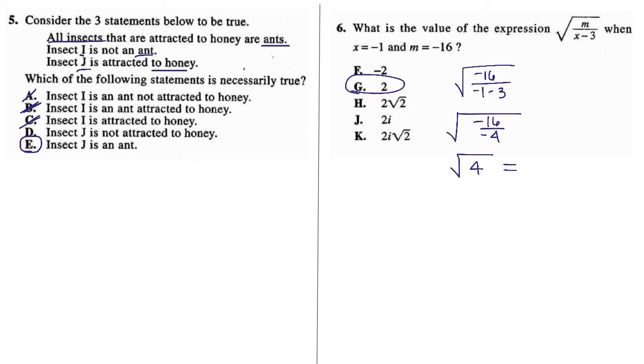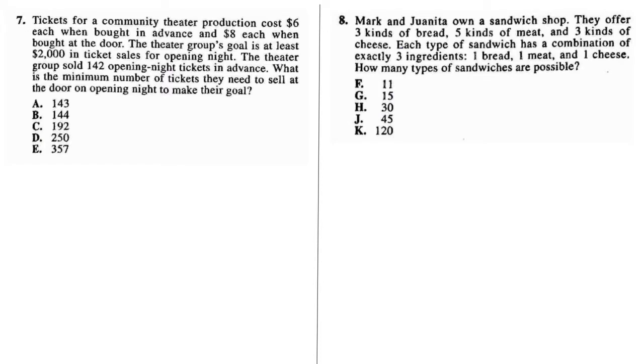And they were trying to trick us with these negatives under the radical. They're trying to get us to choose one of these answer choices, but notice that negative did cancel out. Okay, so moving on to number 7.